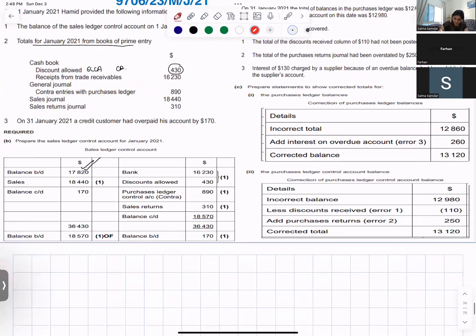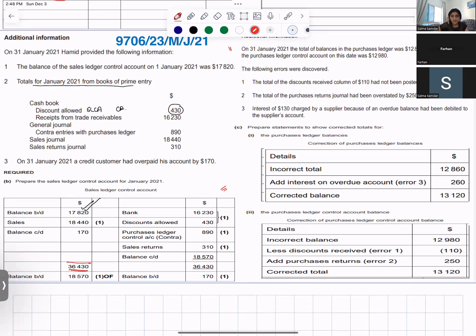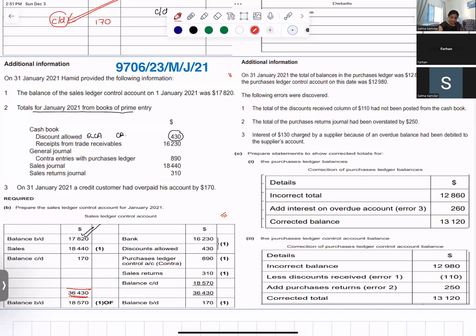and now they've asked you to prepare a sales ledger control account. So here is the format. Use it just for reference. You have to prepare the sales ledger control account, the first part of it. Pause the video and then prepare it and then I will go ahead. Okay, fine.